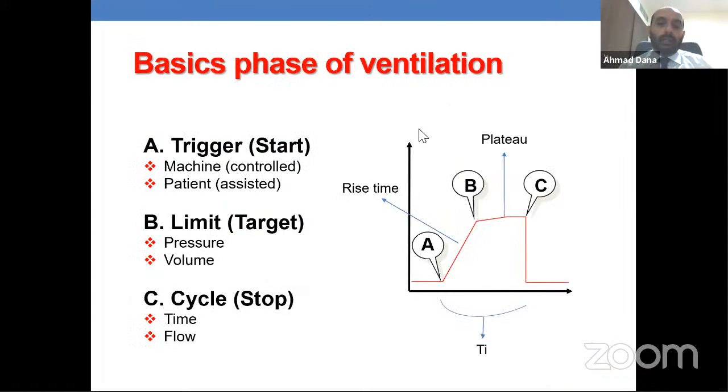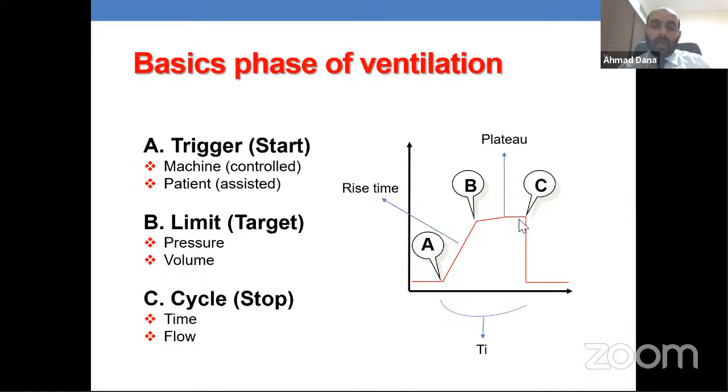So this is a simple understanding. Now, how does ventilation work? It has 3 phases. For any breath cycle, inspiration and expiration, you start with the trigger. Something will trigger the machine to generate the pressure. Then the pressure will go up over a certain time, which we call the rise time. Then it will reach a limit, which is our target, okay?